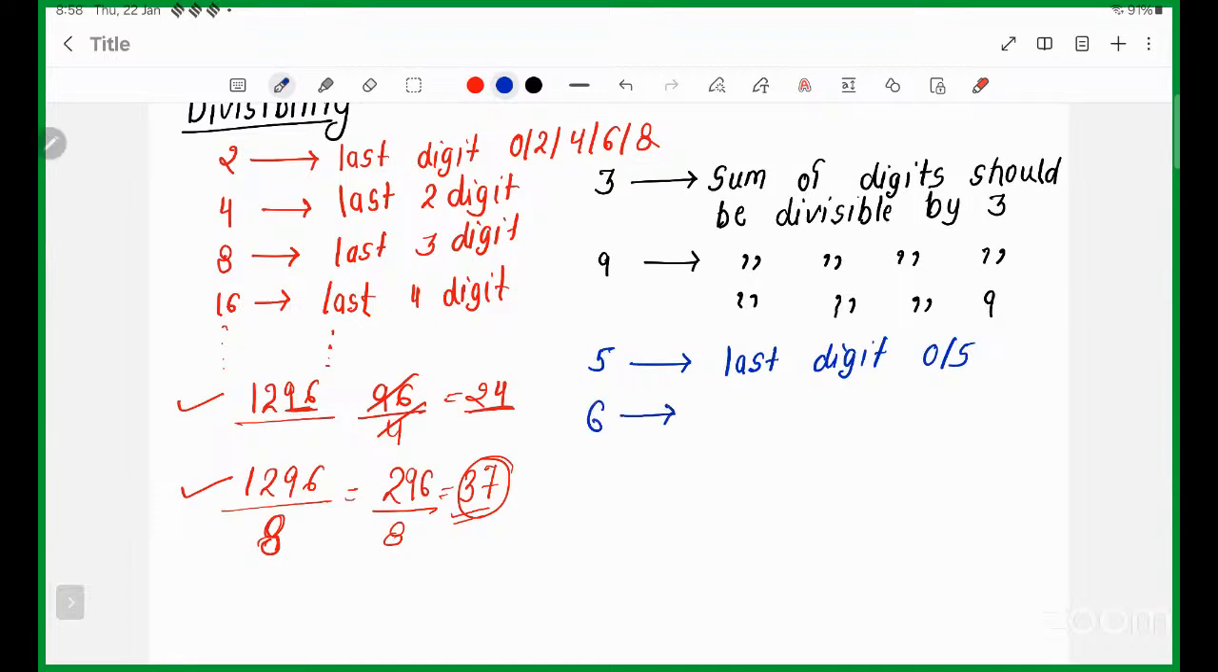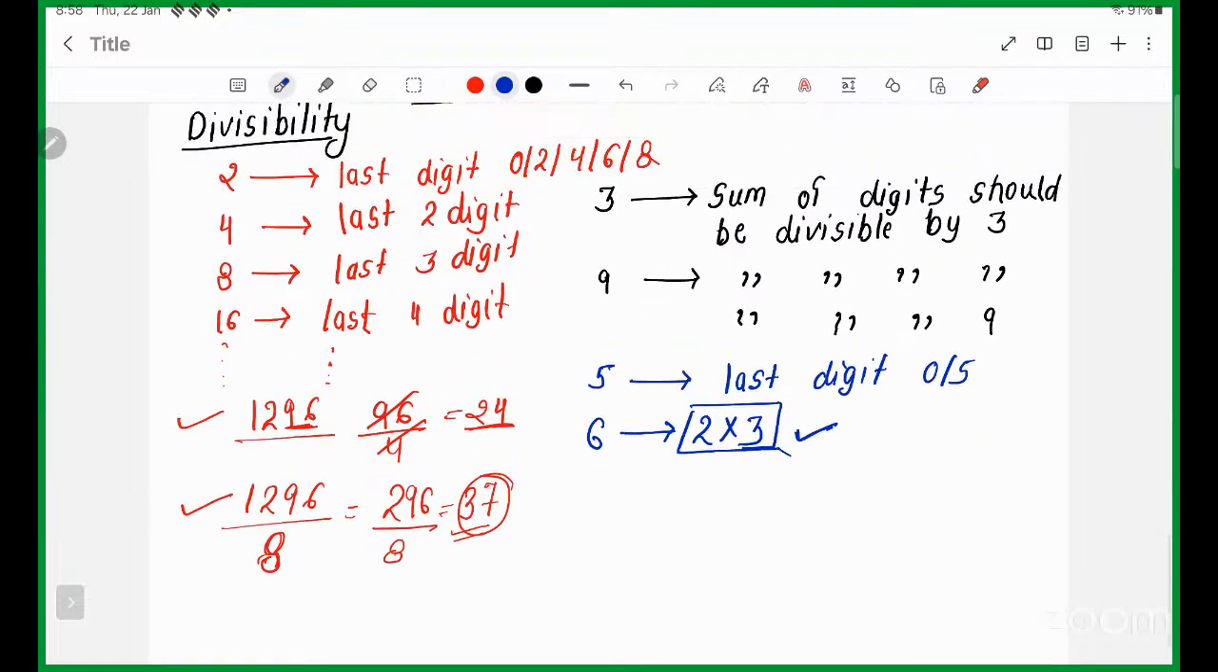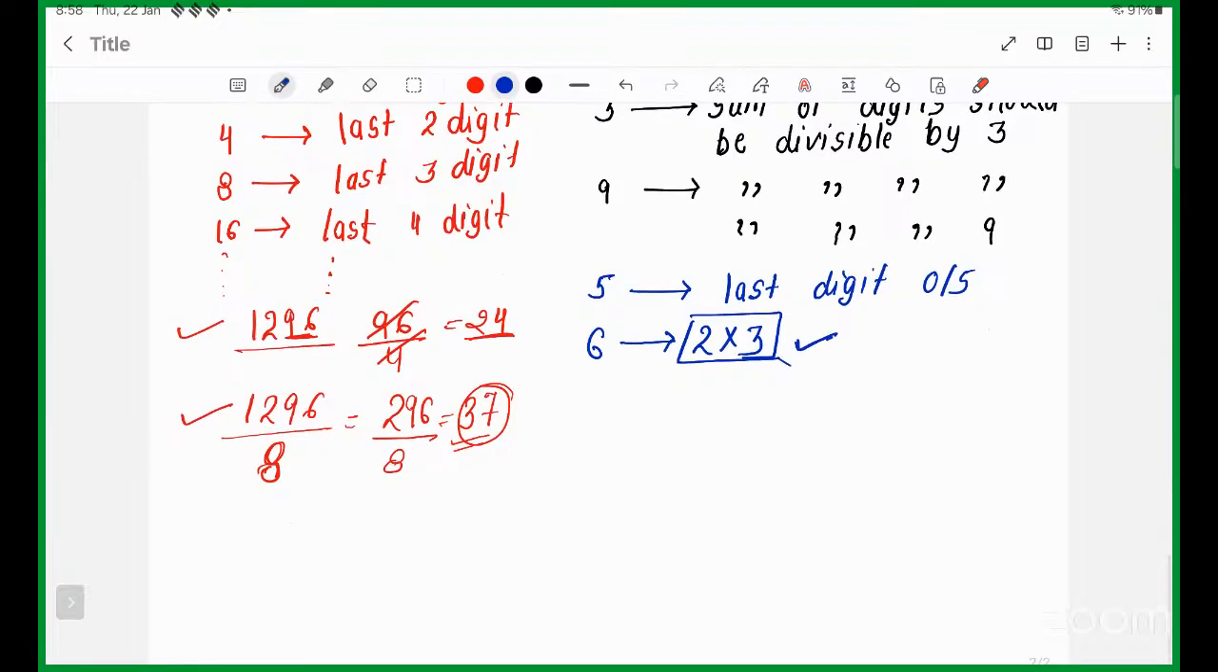Talking about 6, if we have to check the divisibility of 6, then we have to find the co-prime factors, basically the numbers whose HCF is 1. Then only we can check. Here 2 and 3 are coming, so first we will check if this number is divisible by 2 and 3. If it is divisible by 2 and 3, then this whole number will be divisible by 6. We'll discuss 7 divisibility later. 9, done. 8, done.